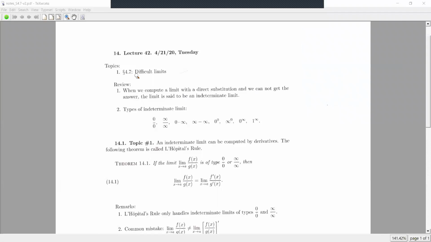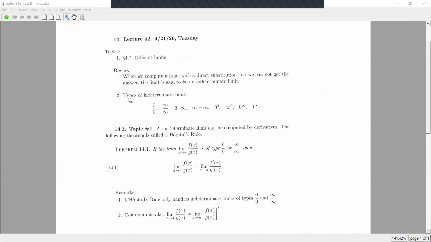Section 4.7, difficult limits. What is a difficult limit? Here is the definition. When we compute a limit with a direct substitution, and we cannot get the answer, then the limit is a difficult limit. And the book calls the limit an indeterminate limit. Indeterminate here means cannot be determined by a direct substitution.